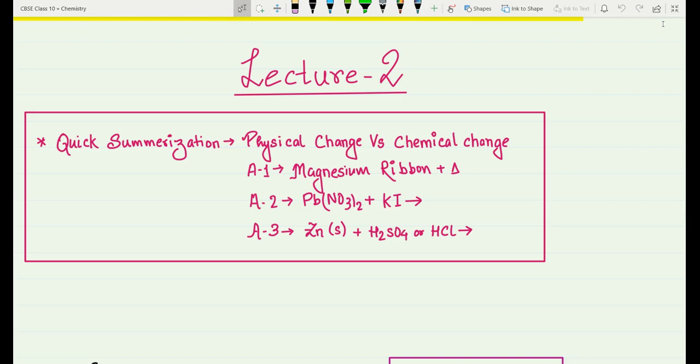Last day we studied three activities, and after that today we will proceed to balancing of the chemical reaction. Before proceeding, let us give a quick revision of what we did in the last days.